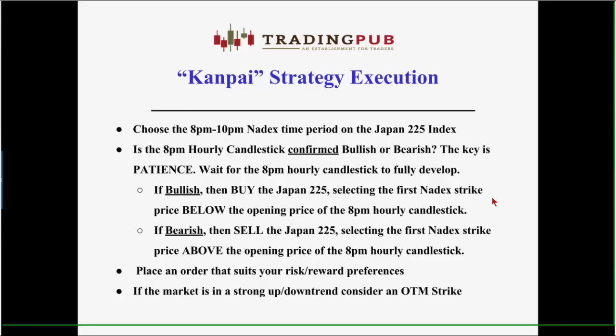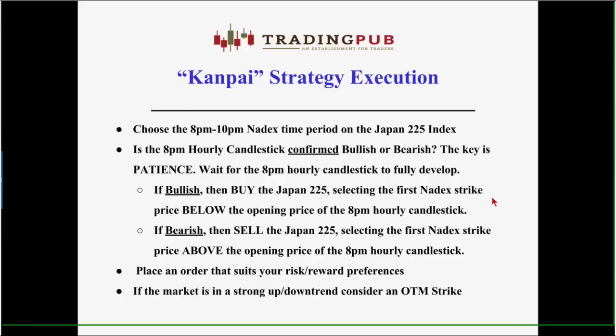And then what I'm going to do is go to Nadex and choose the 8 to 10 p.m. time frame for the Japan 225 index. That's the Nikkei. And it's a really simple strategy. This is going to apply to many other strategies I trade throughout the day, but I call it a controlling candlestick. What you're going to do is watch the 8 p.m. hourly candlestick. You're going to set the charts on hourly to begin with. And as soon as 8 o'clock hits, you're going to watch that candlestick develop.